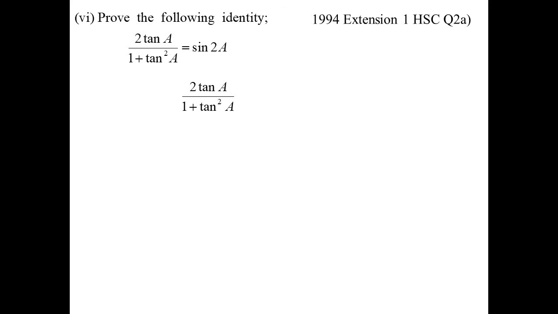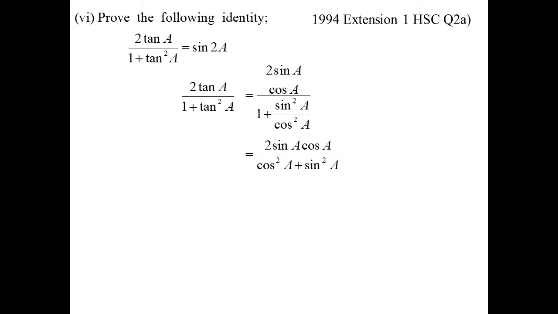I'm going to rewrite everything as sine on cos. So all those tans are going to become sine on cos. Look what happens. Multiply top and bottom by cos squared. I end up with 2 sine a cos a, which we hopefully recognise. And on the bottom, cos squared plus sine squared. Wow, that's just 1. So there's our result, sine 2a.